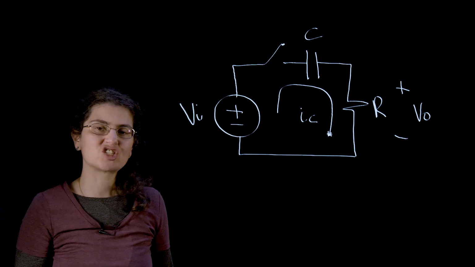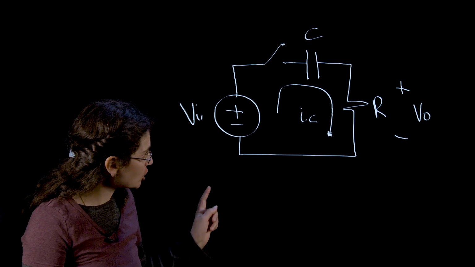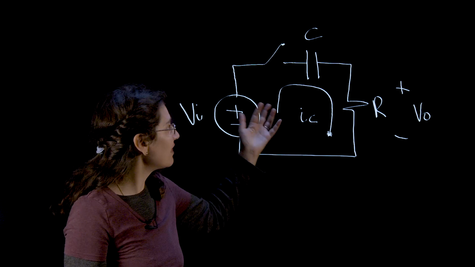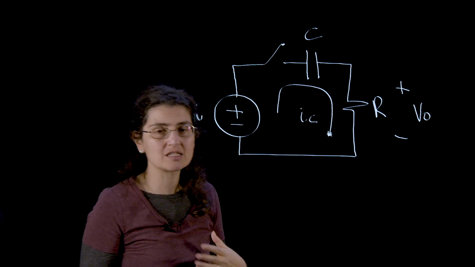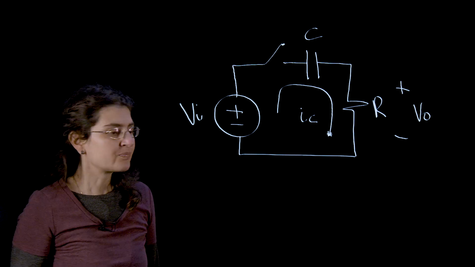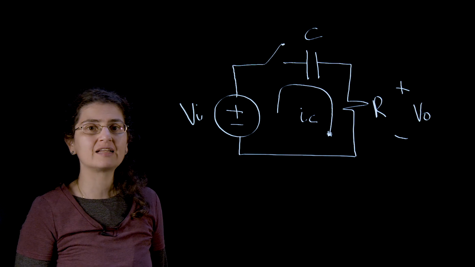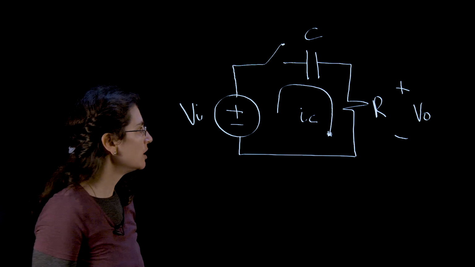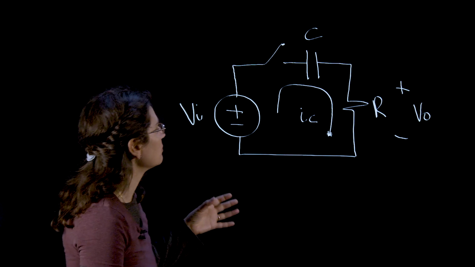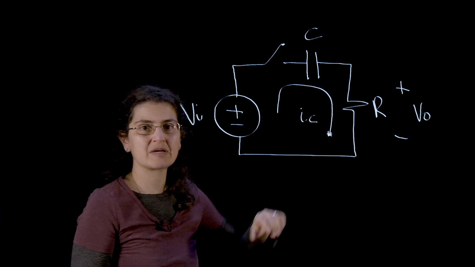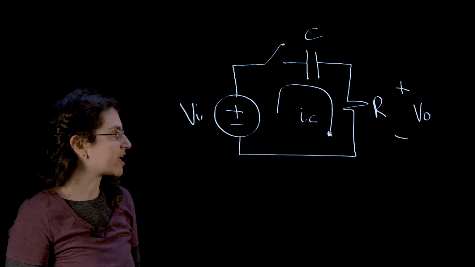That really doesn't change anything because the current is the same in both elements, and therefore the voltage in both elements is also the same. So it's basically the same circuit. However, I still find that this representation is useful because it allows me to be clear as to where we're taking the output, especially when you're measuring the circuit at the lab.